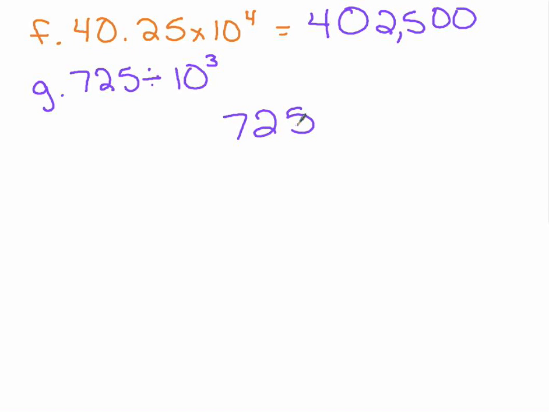So I'm going to write my number. 725. I'm going to add the decimal to the end. And I'm going to go 3 places to the left. 1, 2, 3. Raise your hand if you can read that number to me.